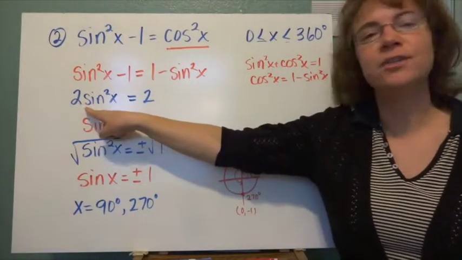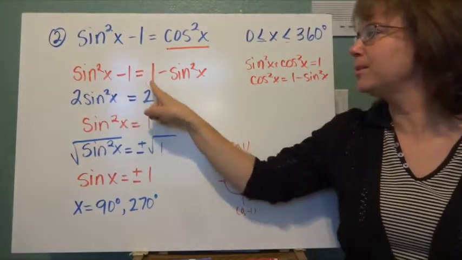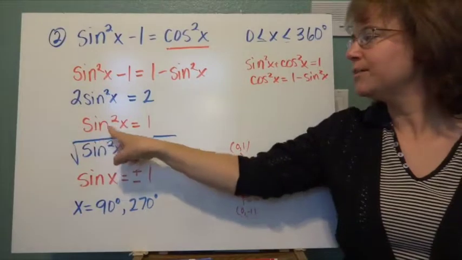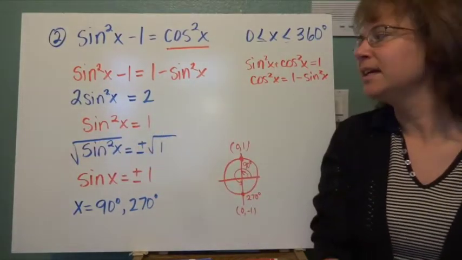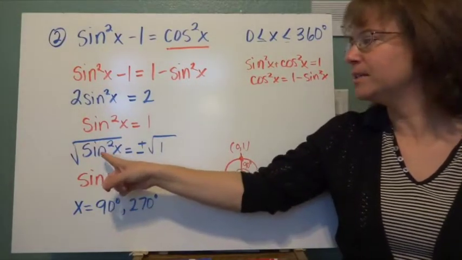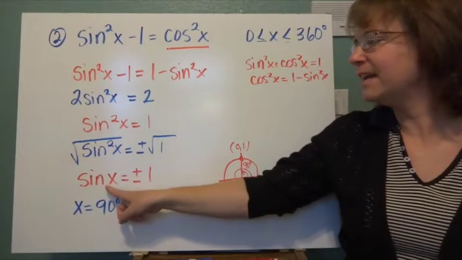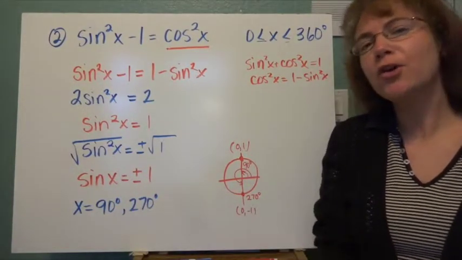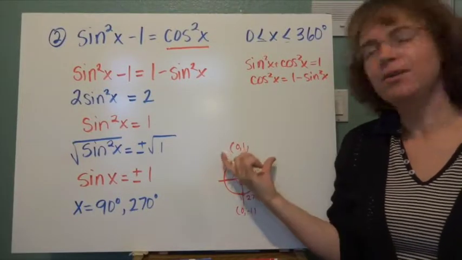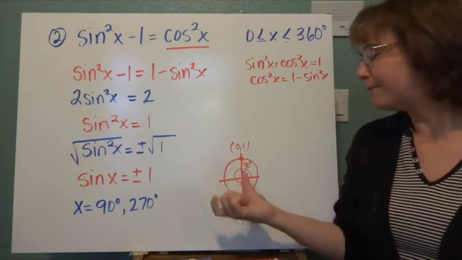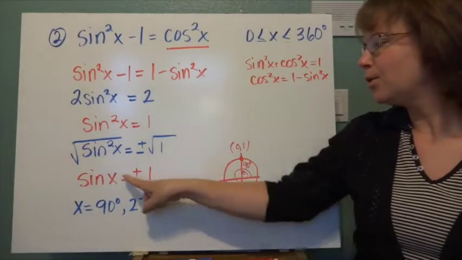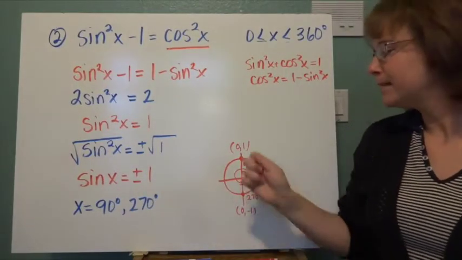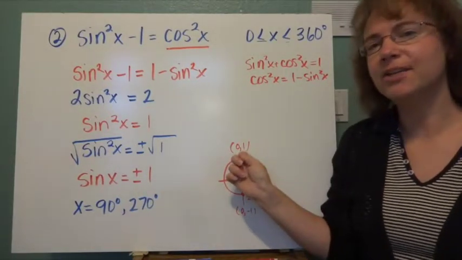here, and I have 2 sine squared of x, and then add 1 to both sides, 2. So I have sine squared of x equals 1. And then I'm going to take the square root of both sides, and so I have sine of x is equal to plus or minus 1. So I want to look where that occurs on my unit circle, and you could also use the graph if you wanted to instead. So where is sine positive 1? Sine's positive 1 up here at 90 degrees.